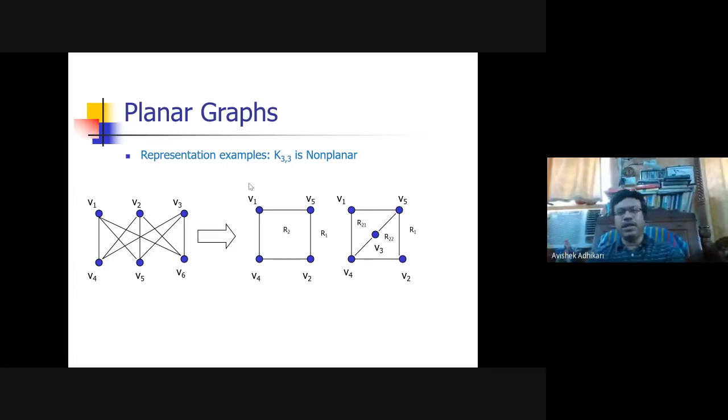There are formal proofs to show this. I'm just giving you the intuitive idea, and the proofs are not within the scope of our syllabus, but they are not that difficult. It follows from a theorem. You can of course check how to prove whether K5 or K3,3 are non-planar. The proof is not that difficult.